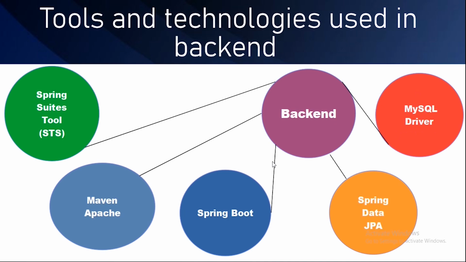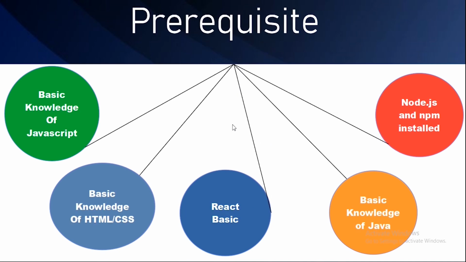Okay, so in the backend, that is, the tools and technologies used in the backend, we have the Spring Tool Suite (STS), Maven Apache, Spring Boot, Spring Data JPA, and MySQL driver. So let's look at the prerequisites: basic knowledge of JavaScript, basic knowledge of HTML, CSS, React, basic knowledge of Java, and Node.js and NPM installed. So these are the prerequisites.